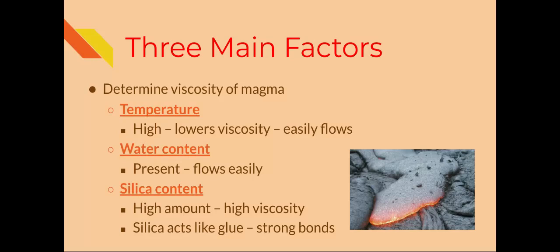Last one is silica content. Silica is a type of rock or sediment that can be found in magma. If you have a high amount, you're actually going to have a higher viscosity. So the more silica you have, the more resistance to flow. And silica is going to act like a glue, and it's going to have strong bonds.